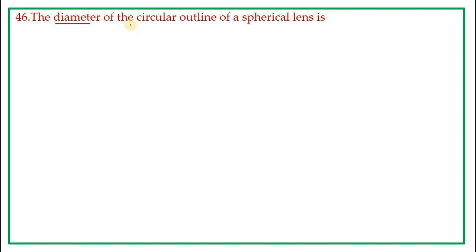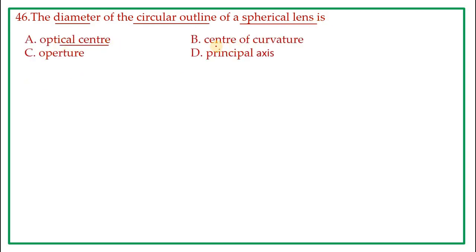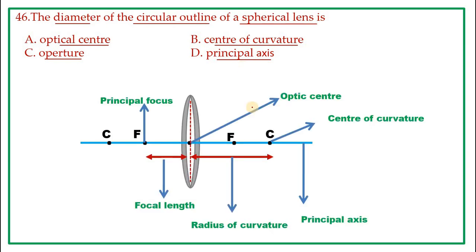The diameter of the circular outline of a spherical lens is: optical center, center of curvature, aperture, principal axis. To make you understand, let me take a suitable figure, children. See, I have taken a suitable figure here. Here I have taken a convex lens, and see this capital F represents principal focus and C represents center of the curvature. I mean, this lens is just a part.